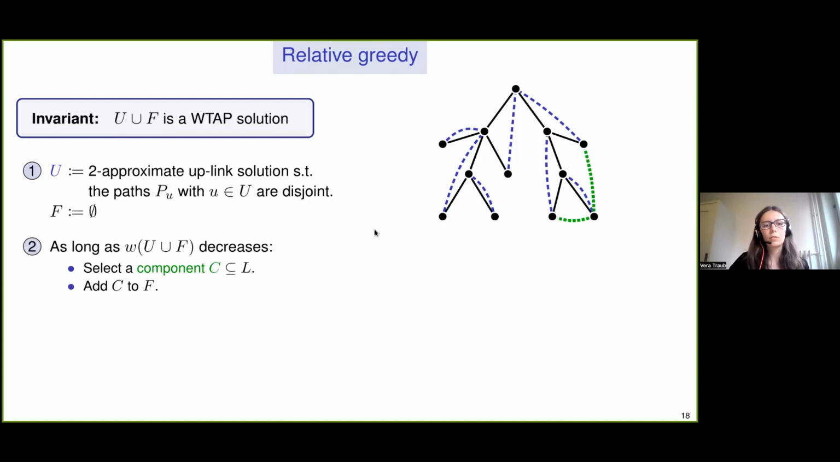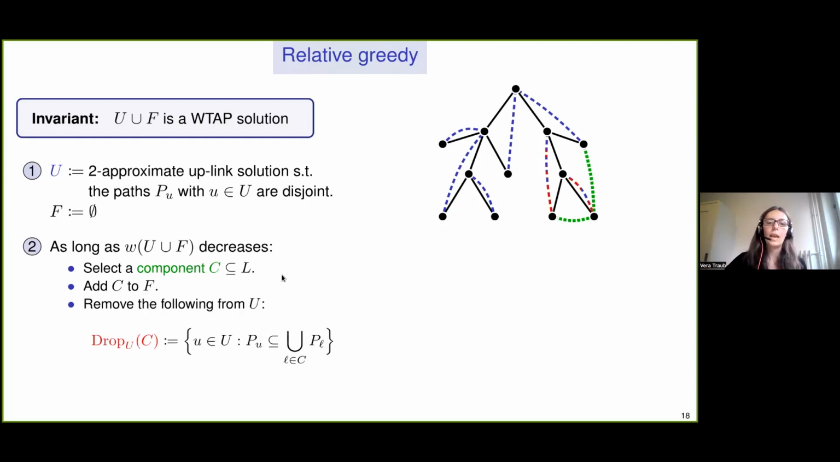And then in the course of the algorithm, as long as the weight of our solution decreases, so as long as we are making progress and our solution is getting cheaper, we'll do the following. We will select some component C, and think of a component for the moment just as some subset of the links. So for example, these 2 green links here on the right. And then we'll add this component to our solution. Because this component can contain arbitrary links, we'll add it to F, this set F here.